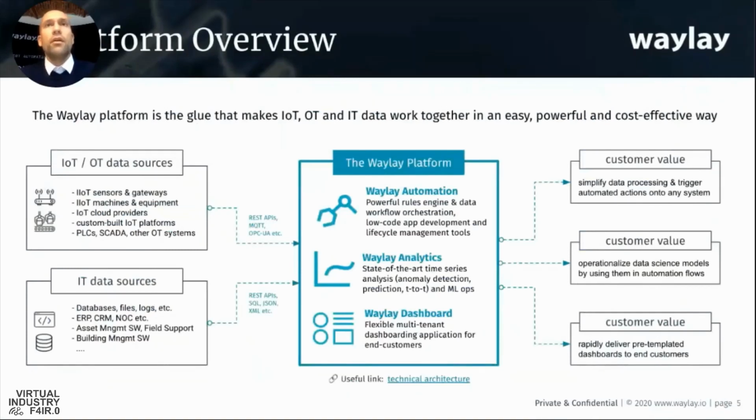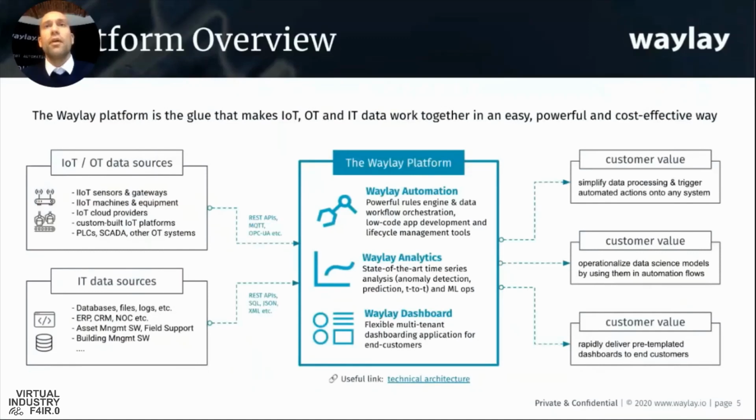Now, how is this being done? Here you can see the platform overview from Waylay. We're able to ingest data from various sources in the IoT, OT space. It could be specifically arranged IoT sensors. We can interface with PLCs, get the data from any gateways, SCADAs, distributed control systems, and also service and maintenance systems, as well as more business-related data sources like an ERP or CRM system.